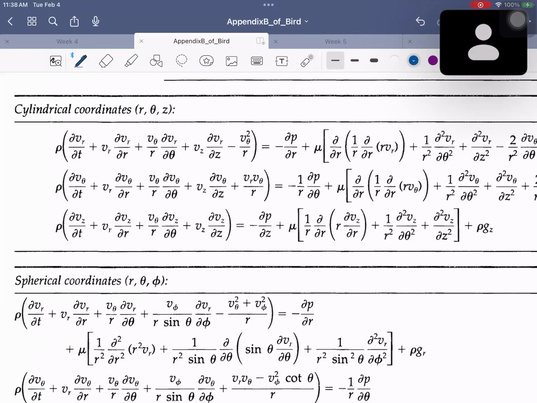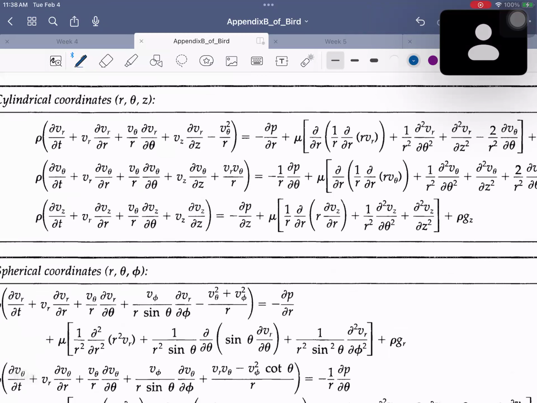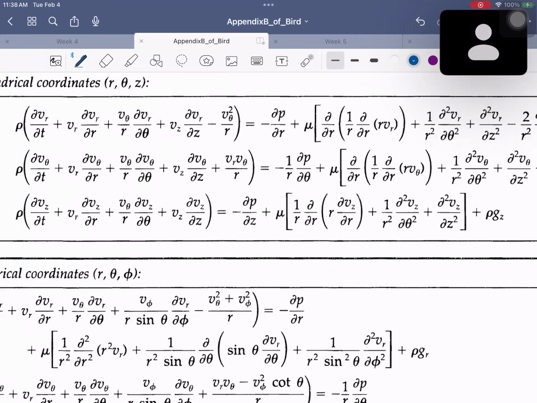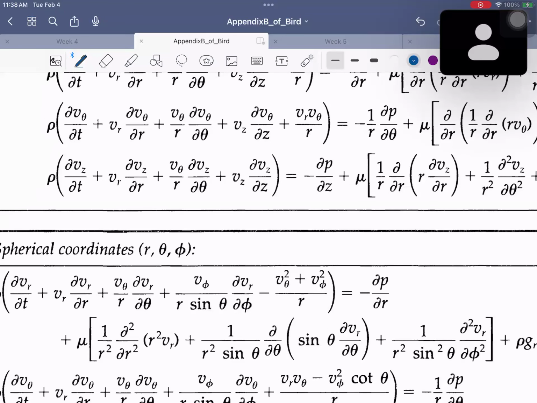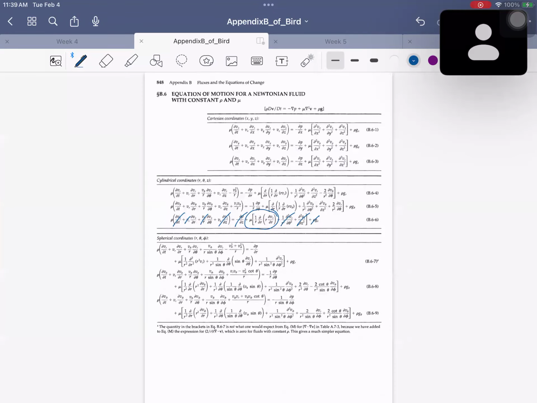Cylindrical coordinates. Again, I'm not going to ignore the r and theta direction, I'm just going to focus on the z direction. So in the z direction this will be 0, right? Steady state, this vr with theta is equal to 0. This is also 0, 0, 0, 0. What you have left is just only this equation. Is that right?